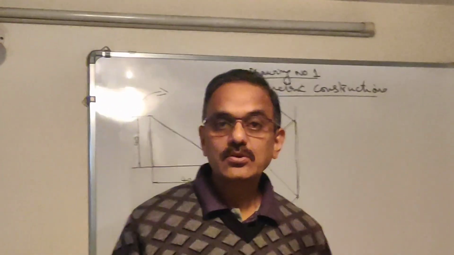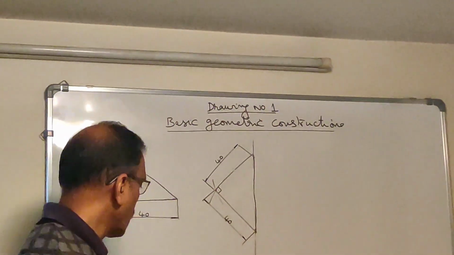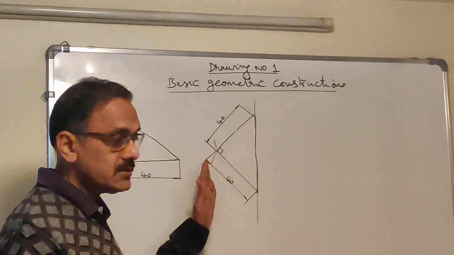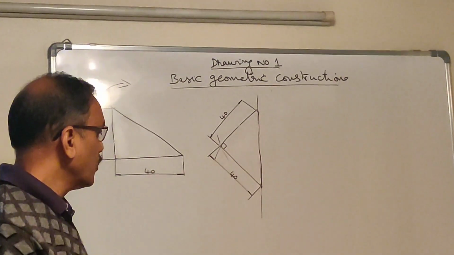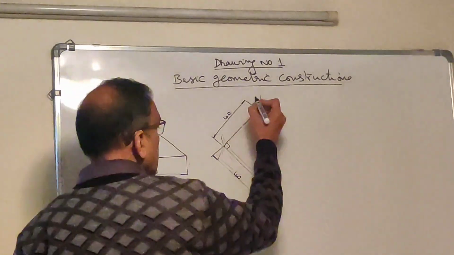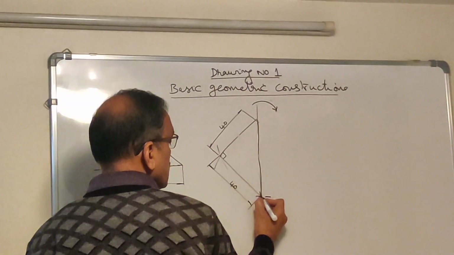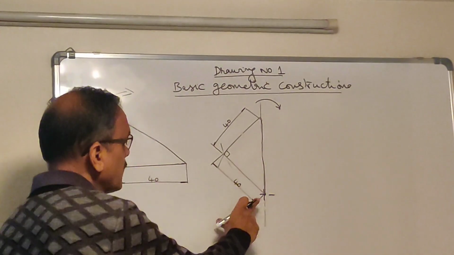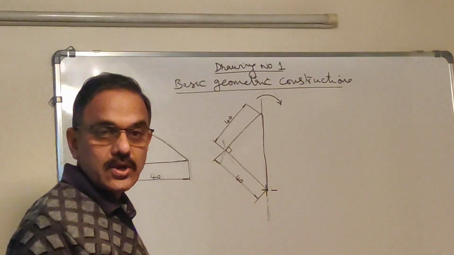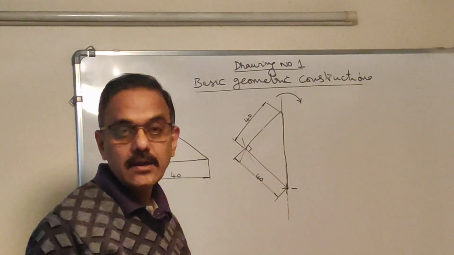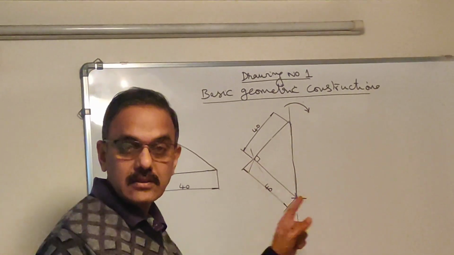Okay, let's continue with the next exercise. Now the next exercise is drawing the same triangle with the hypotenuse horizontal. So you can imagine that this triangle is being rotated in clockwise direction about this point. So this is the center of rotation now. This point is the center of rotation. So this triangle is being rotated, and the rotation will continue till the hypotenuse is made horizontal. So that is the position of the triangle in the next sketch.